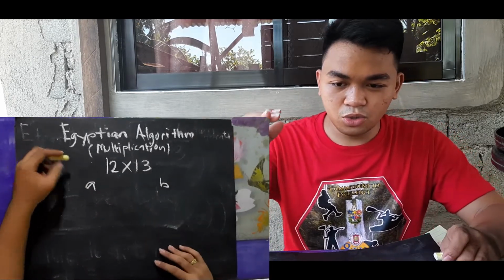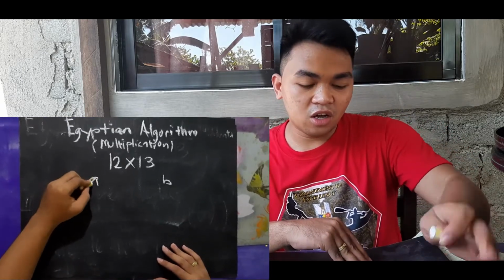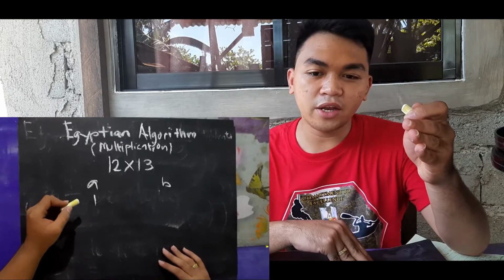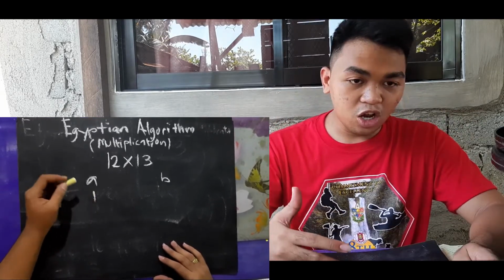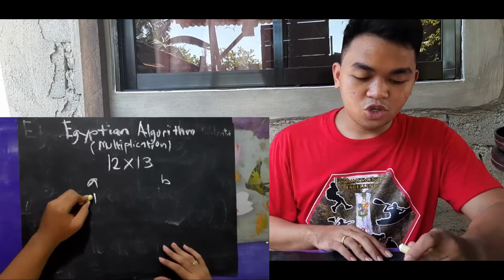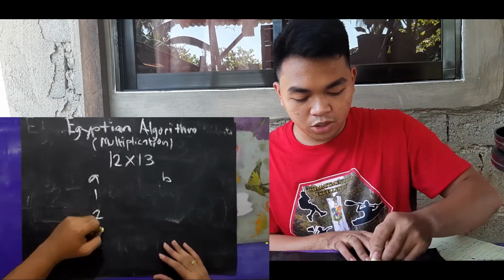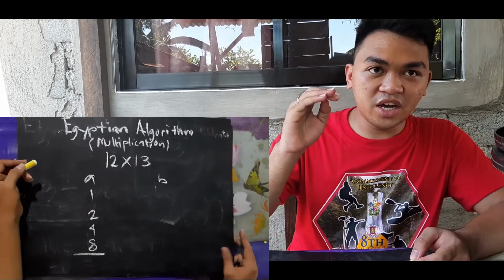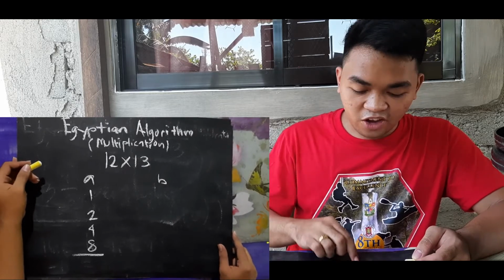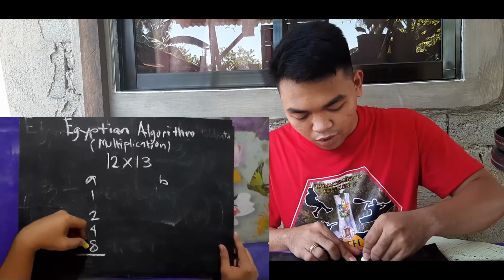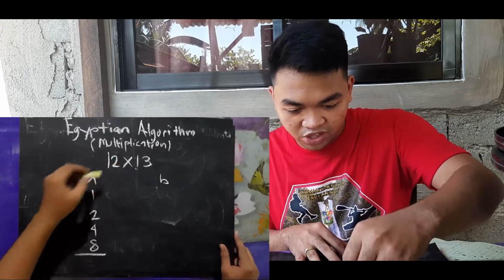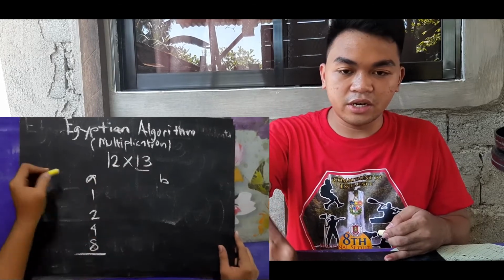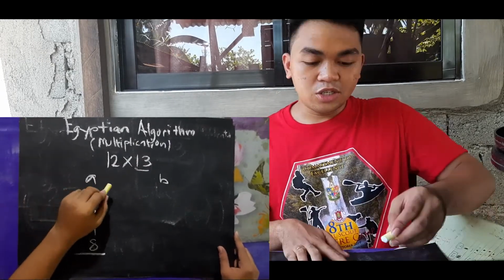The first thing to do is that column A always starts with 1. As I understand from the books, in column A you need to double the number. So 1 plus 1 is 2, 2 plus 2 is 4, then 4 plus 4 is 8. Then the sign to stop doubling is when the next doubled number exceeds 13. So 8 plus 8 is 16, which exceeds 13. Then in column B, the number is connected to this.